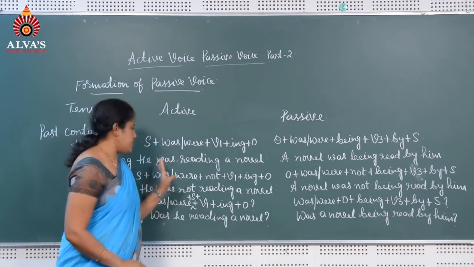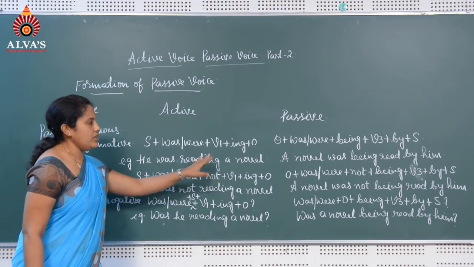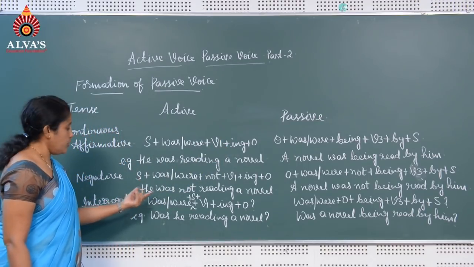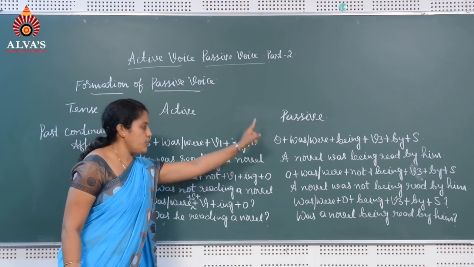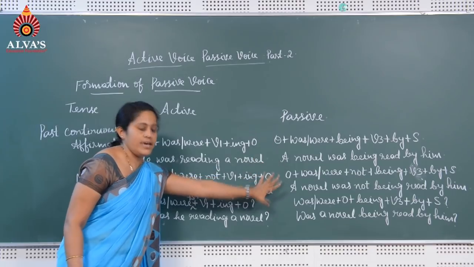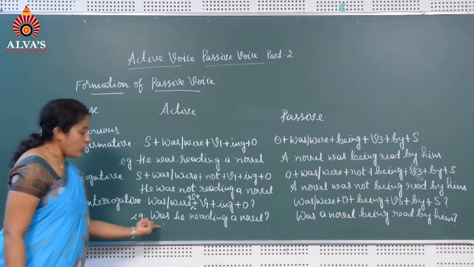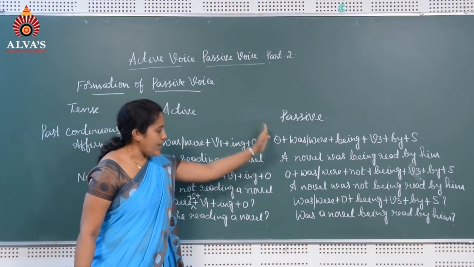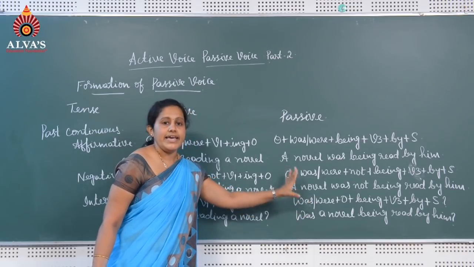So, this is an example. He was reading a novel; a novel was being read by him. In the negative, he was not reading a novel, and in negative passive voice, a novel was not being read by him. And in the interrogative sentence, was he reading a novel? In passive voice it becomes: was a novel being read by him?